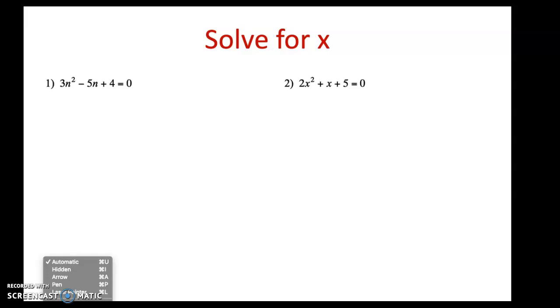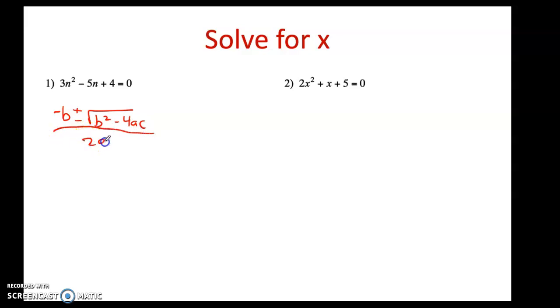Press the pen. This is new for me with this pen, so please bear with me. Okay, so we're going to write negative b plus or minus the square root of b squared minus 4ac all over 2a. And then before I start substituting, on the bottom, I would write what the variables equal. So a equals 3, because it's already set equal to 0. b equals negative 5. And c equals 4.